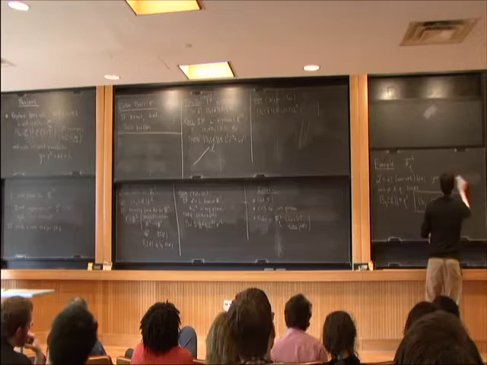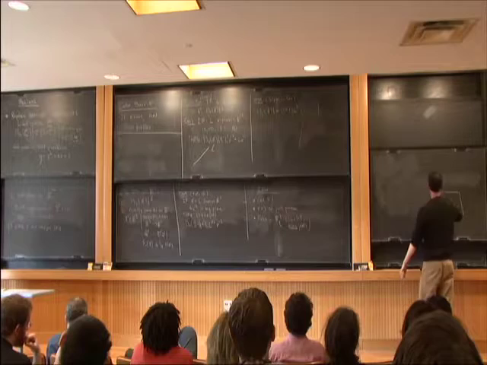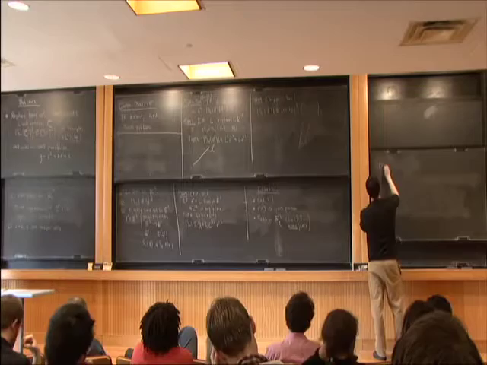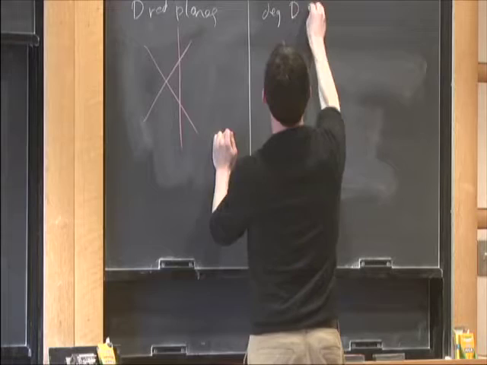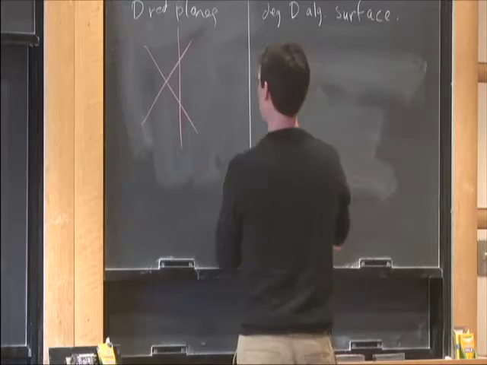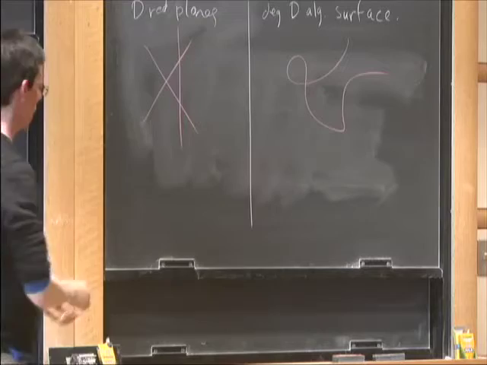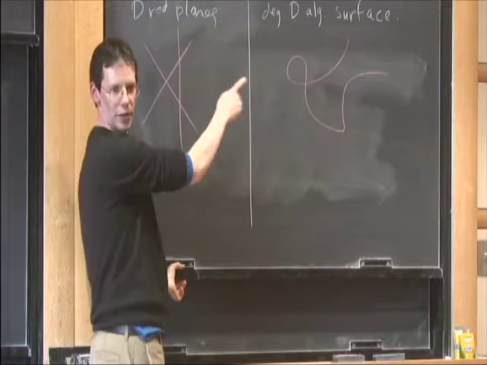So here's our plan. The old plan was d red planes. And it would have looked sort of like this. And the new plan is that we will use a degree d algebraic surface. So instead, it will look sort of like that. OK. So I want to convince you that many of the features of this that we were using are still true in this generality.